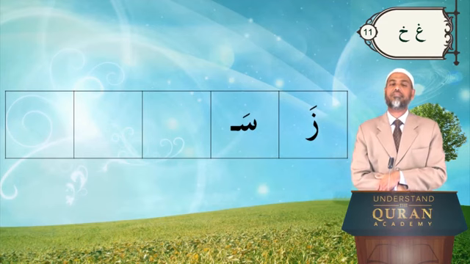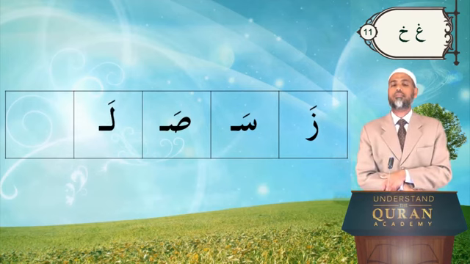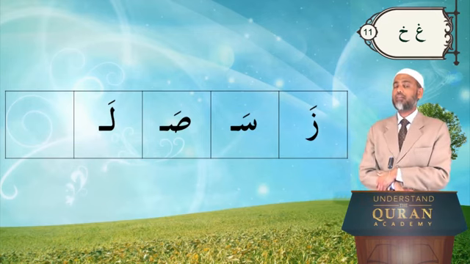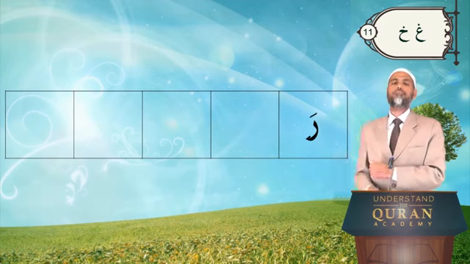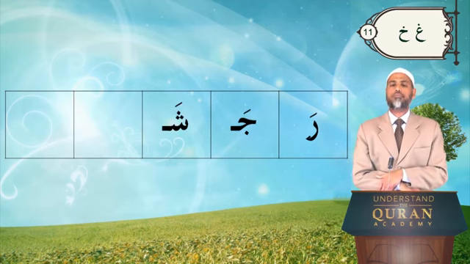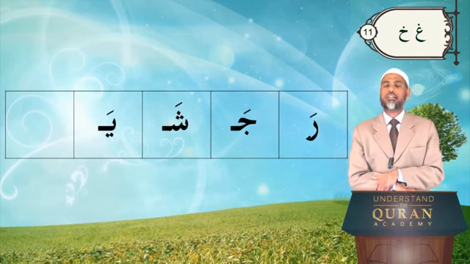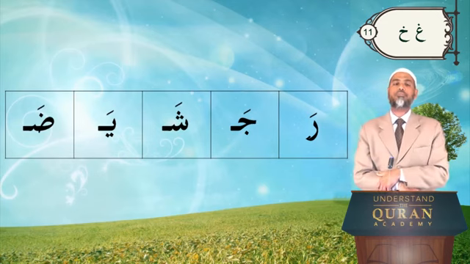Ta, za, sa, snakehead, sa, la. That's not alif, okay? Alif has connector before it. Lam is connecting after it. Na, ra, ja, sha, snake taking shower. Ya, two dots below.